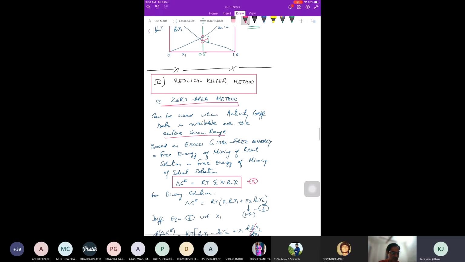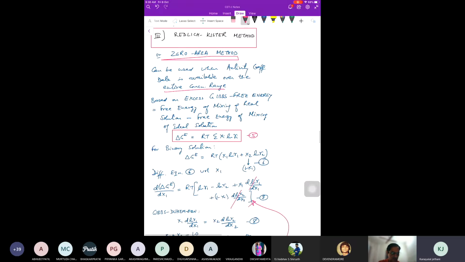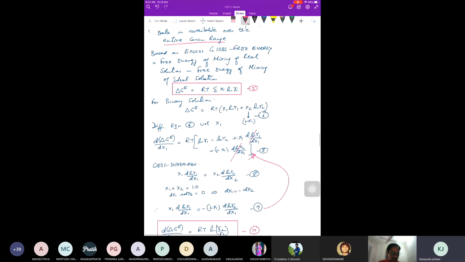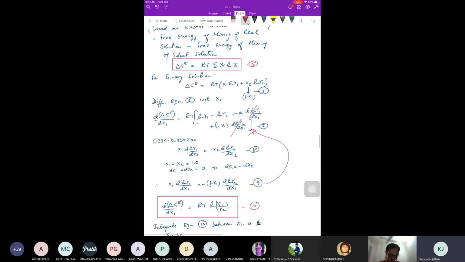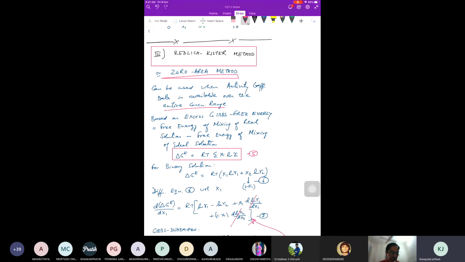Okay, so then we have seen the Redlich-Kister method. Were there any questions in the derivation? Let's see that derivation, because I did it a bit quickly. The Redlich-Kister method is also called the zero area method, and it can be used when we have activity coefficient data over the entire range.